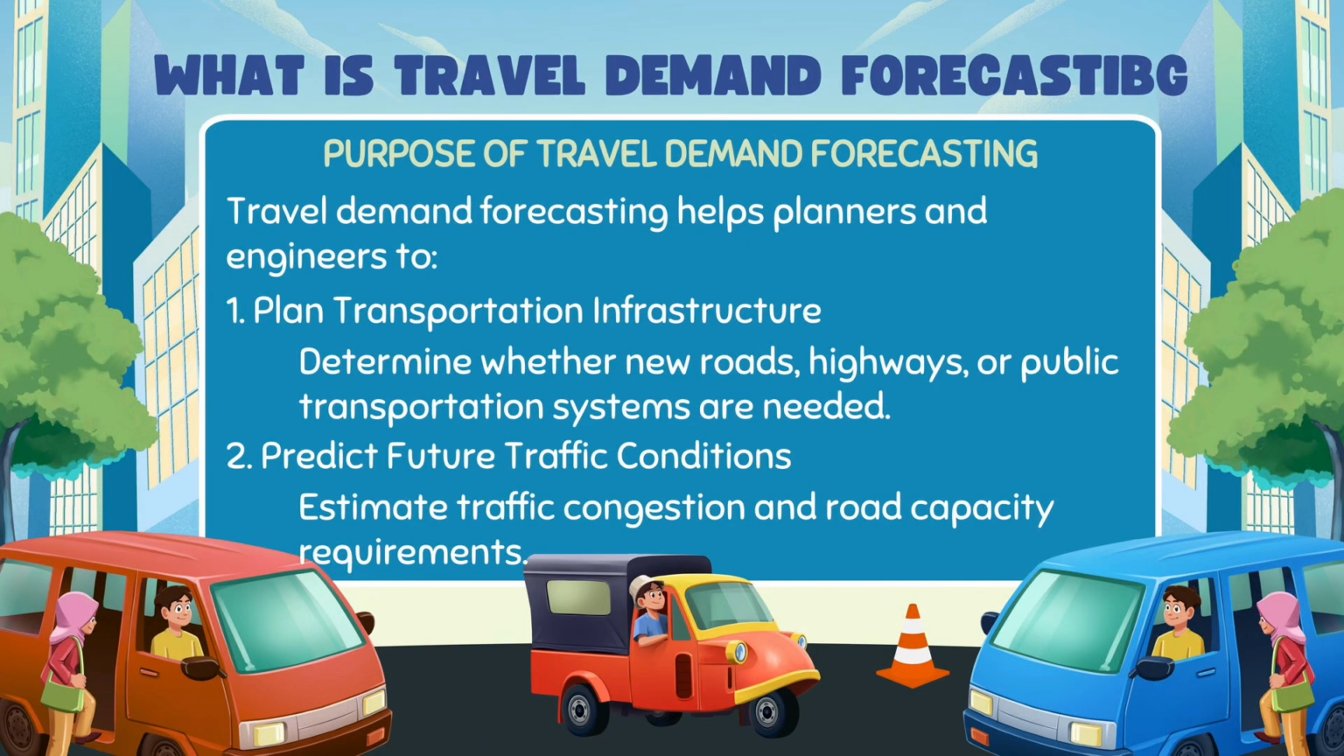And second is to predict future traffic conditions. So, estimate traffic congestion and road capacity requirements. It involves analyzing existing traffic data and trends like population growth, vehicle ownership, and road use to forecast how busy roads will be in the future. Then it helps planners prepare solutions to reduce congestion and improve transportation systems.